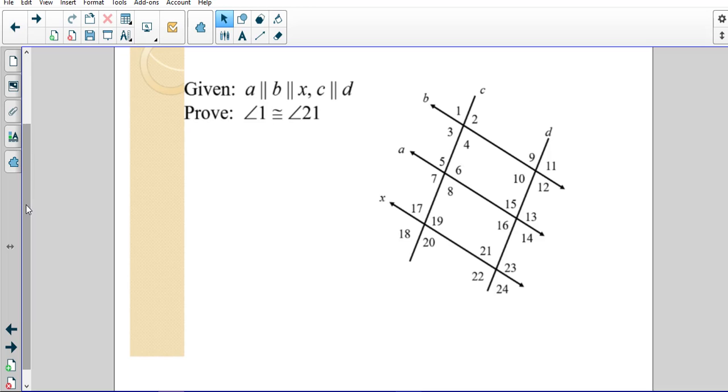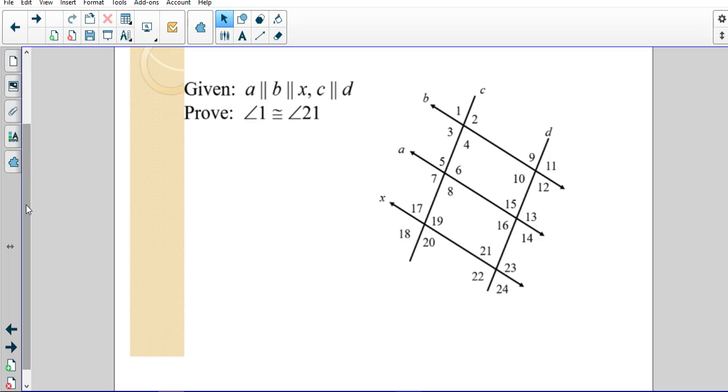So going left and down, we could go from 1 to 12 by alternate exterior, and then from 12 to 21 using alternate interior. That's one option. Going left and then down, we can go from 1 to 9 by corresponding, and 9 to 21 by corresponding.